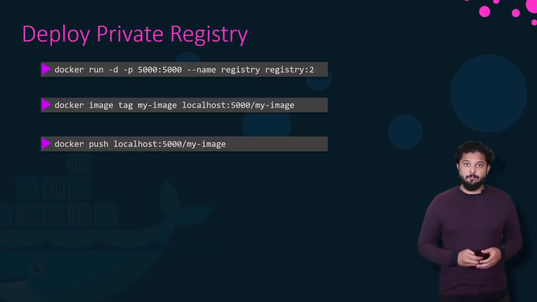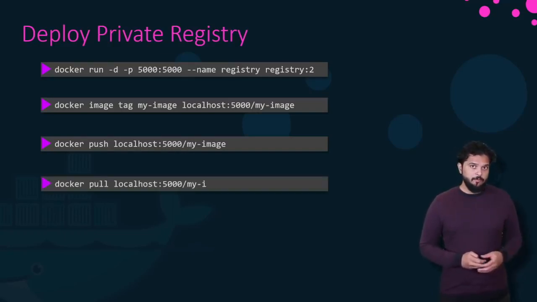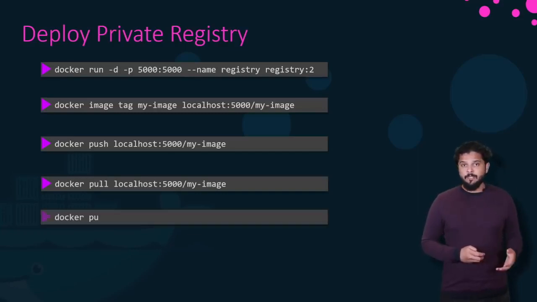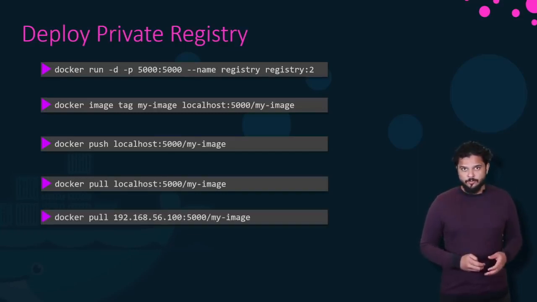From there on, I can pull my image from anywhere within this network using either localhost if you're on the same host, or the IP or domain name of my Docker host if I'm accessing from another host in my environment.